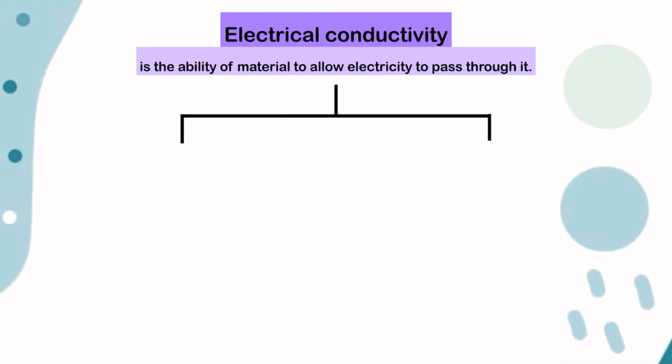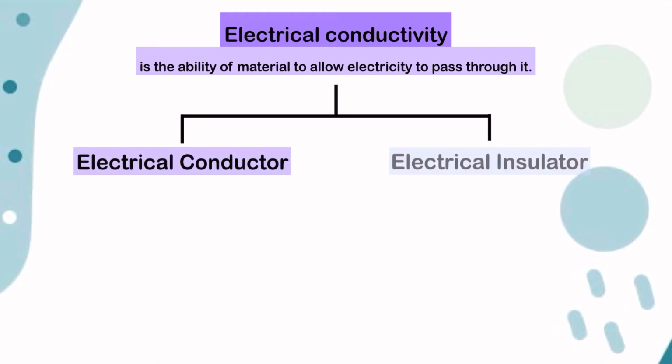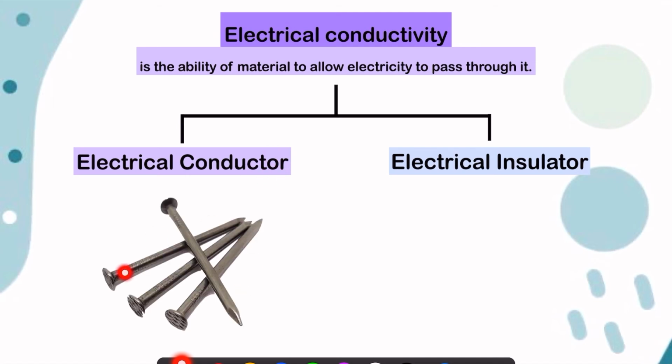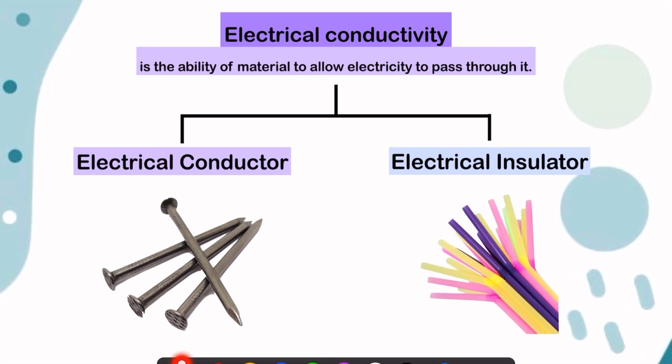The same concept as heat conductivity. Electrical conductivity is the ability of material to allow electricity to pass through it, so we can divide it into two groups as well. We have the first one, electrical conductor, for example, a metal nail. And we have electrical insulator, which does not allow electricity to pass through it. For example, plastic. So you can touch it, right?